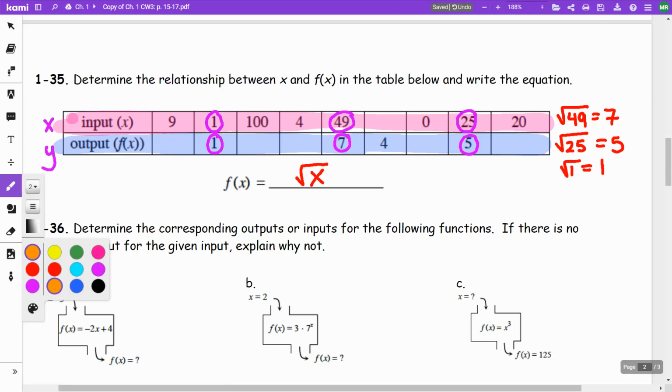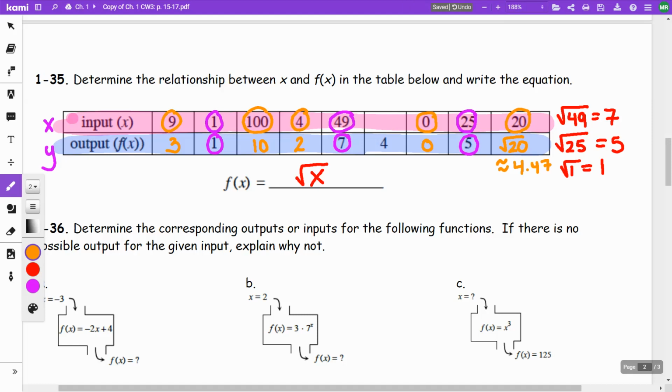So the square root of 9 is 3. The square root of 100 is 10. The square root of 4 is 2. The square root of 0 is 0. The square root of 20 is not nice, so you could leave it as the square root of 20, or you could put it in your calculator and give me an approximate decimal. So it's about 4.47, let's say. But you can leave it as the square root of 20.